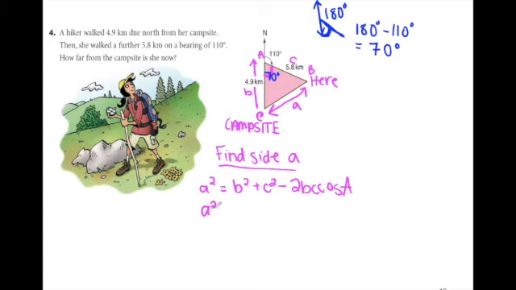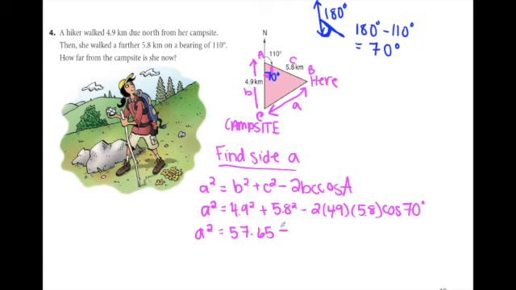So keep your A squared. Our B is 4.9. So you're going to go 4.9 squared plus 5.8 squared minus 2 times 4.9 times 5.8 cosine, and then use that 70, not that 110. Again, you're going to do 4.9 squared plus 5.8 squared, which is 57.65, minus 2 times 4.9 times 5.8 cos of 70.